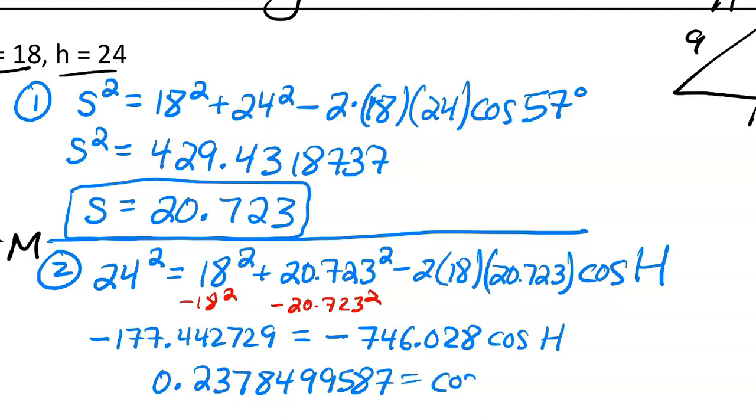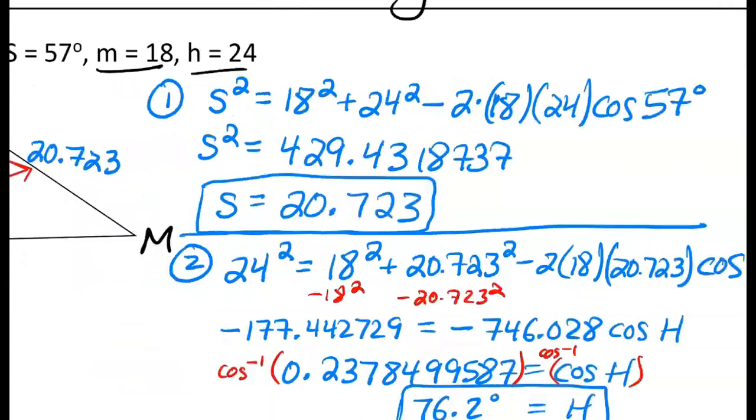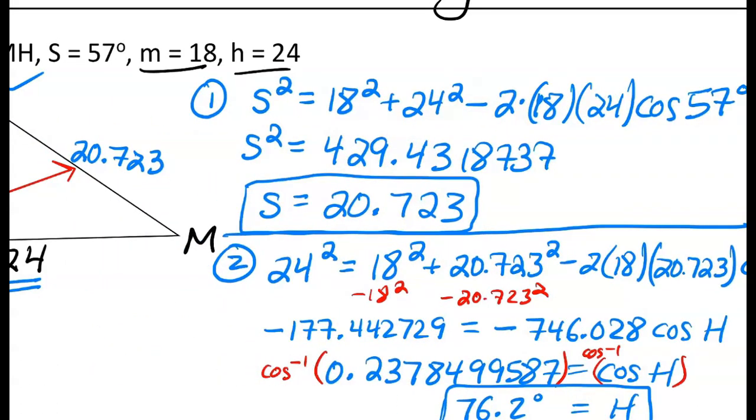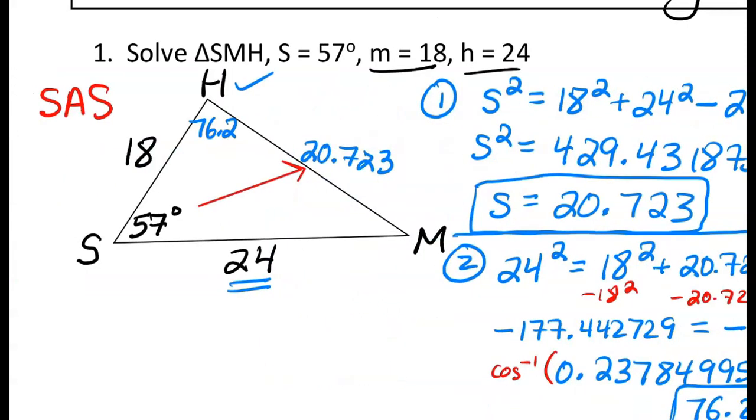I got 0.2378499587 equals cosine H. And then finally, we can do the inverse cosine or arc cosine to both sides. So inverse cosine of that answer, and we get 76.2 degrees. So we can write that 76.2 degrees for angle H.